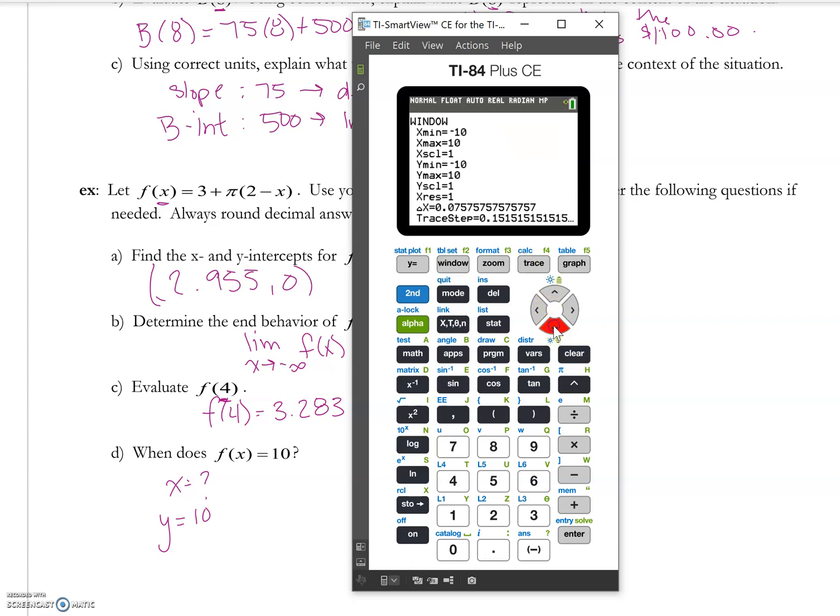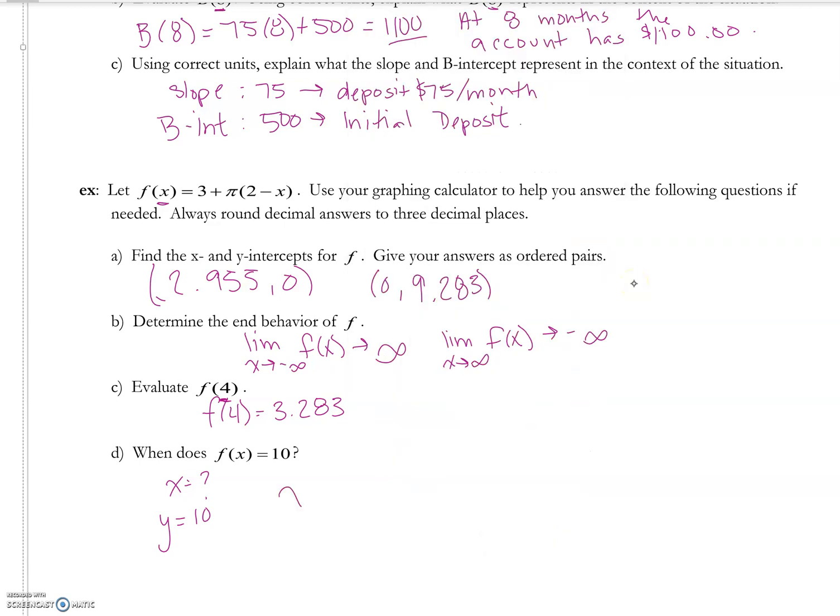Since I need to see further up on my graph, I'll change the y max to maybe 15, something a little bigger than what it is now. And it'll graph again, this time so that I can clearly see that point of intersection. To find that point of intersection, I hit second trace. Option 5 says intersect. And I move my cursor as close as I can get to that point of intersection and hit enter 3 times. The point of intersection when y equals 10 gives me the x value of negative 0.228. So x equals negative 0.228.